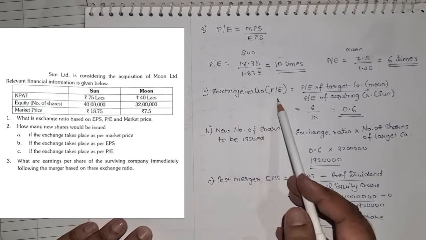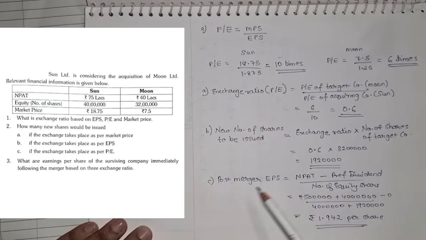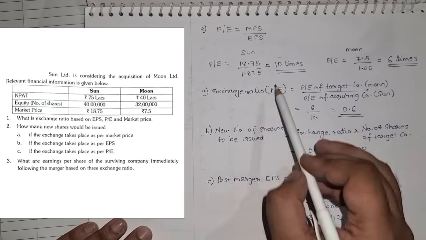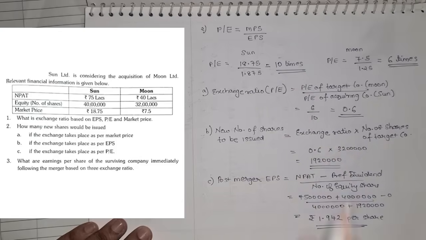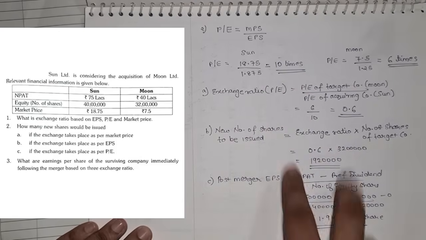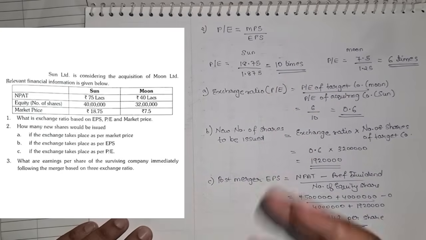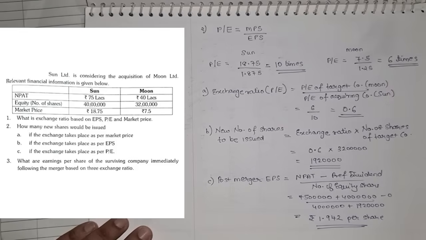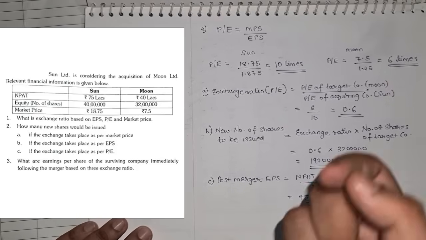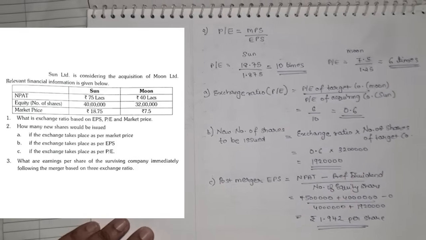We found the new exchange ratio, the new number of shares to be issued, and the post-merger EPS considering PE ratio as per PE ratio method. So first one was as per EPS, second one was PE. In the same order, but you just have to consider the PE ratio in this. Okay. Now we'll jump to the last part where they told us to take it as per market price. So now let us see how to do the third part of the sum.